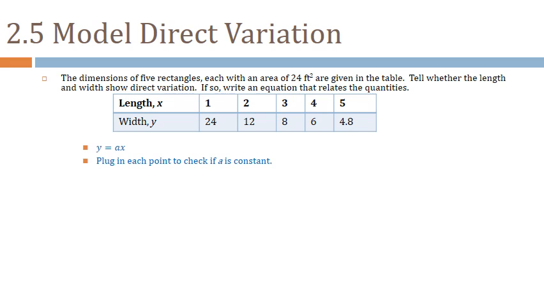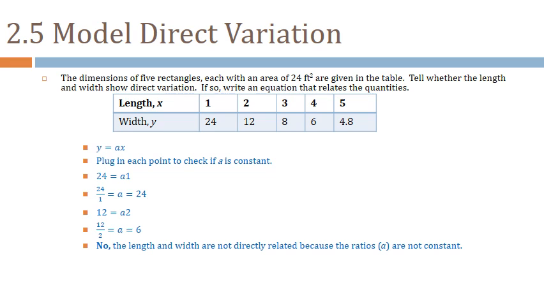So let's take the first point, the 1 and 24, and fill it in for x and y. You can see a is 24. Let's try the next point, 2 and 12, and fill it in for x and y. If we do that, then a is 6. Since 24 and 6 are not the same, a is not constant, and it is not direct variation.